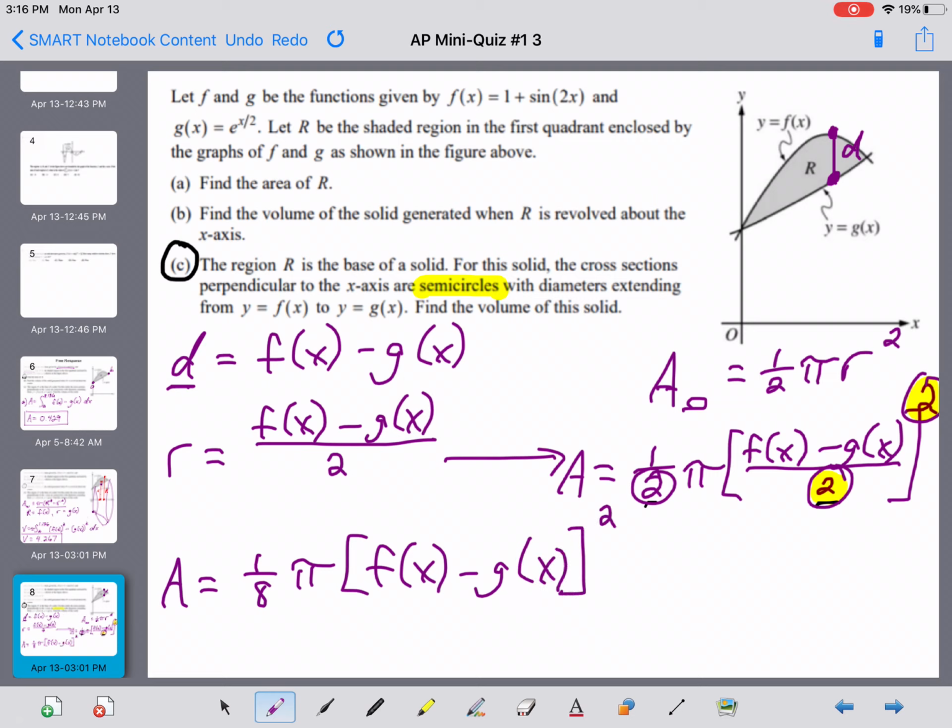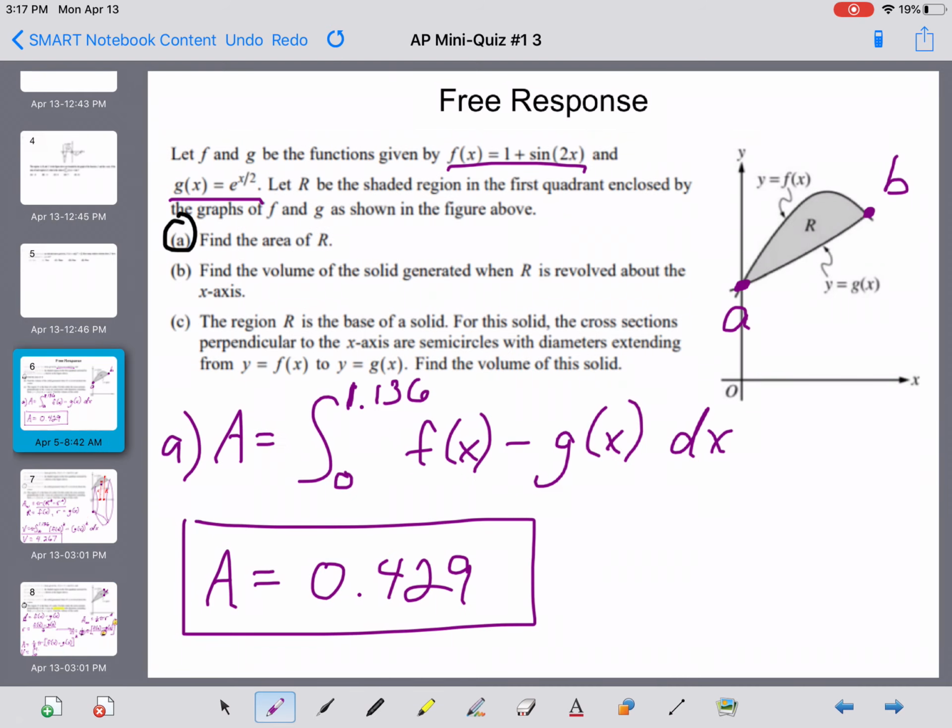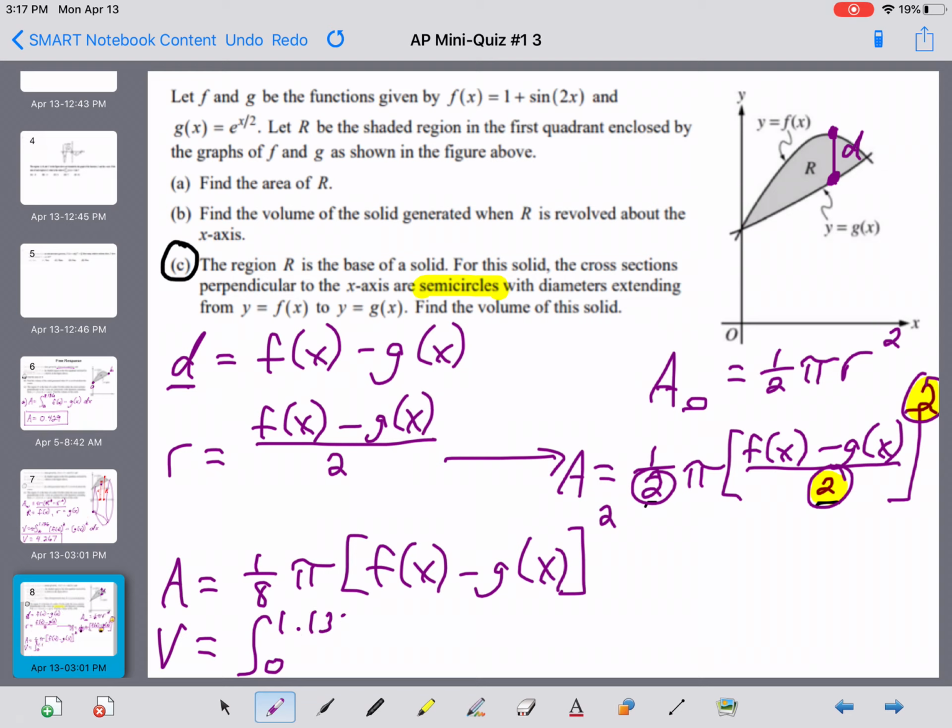And so then the volume function here, everybody, is going to be the definite integral from 0 to 1.136 of this A of x function that we had right over here. So I'm going to make this a pi over 8 out in front, and then right here we've got an f of x minus g of x. Close it off, quantity squared, taken with respect to x. And let's see if I can get that to work in the calculator here as well.